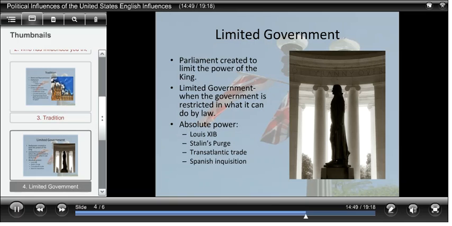And through many wars in England at this time, such as the English Civil War and the Glorious Revolution, England became further established in the ideas of limited government and making sure that the government is restricted in what it can do.